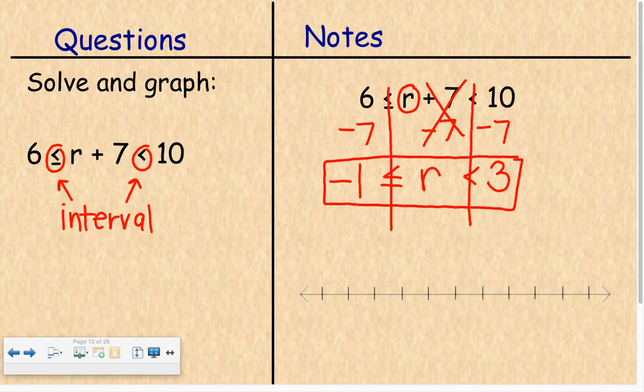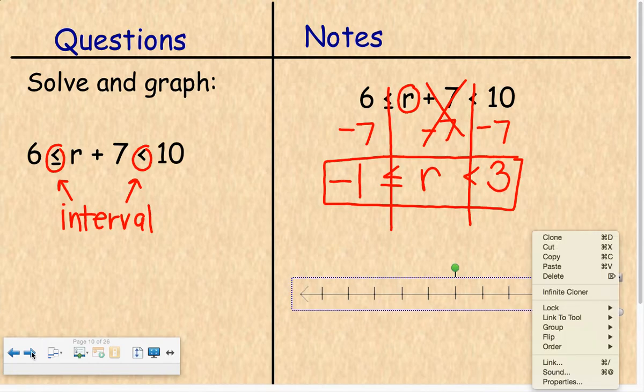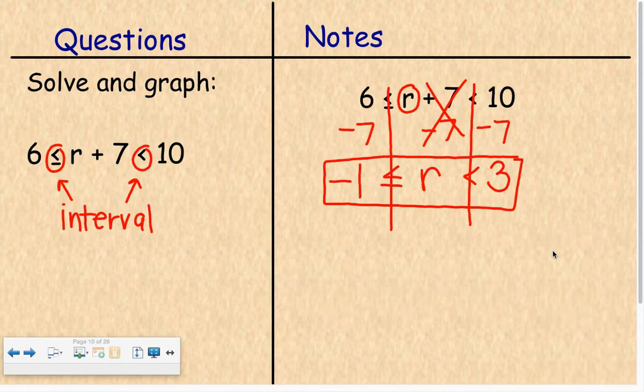When you graph intervals like this, you don't have to make the 3 graphs. You can just make the 1 graph. So I'm actually going to delete this graph, and I'm going to make my own. So we're going to put negative 1 here, positive 3 here, and then I'll do my circles first. So closed circle here, open circle here. All right.